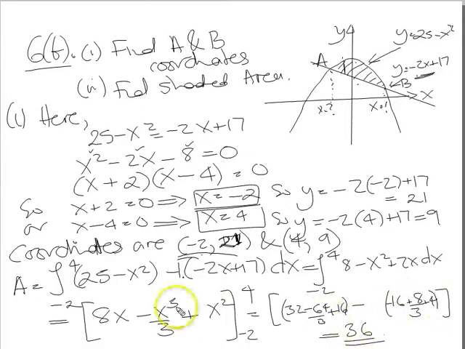Tap this in a calculator. Really easy to make a mistake here in this process here. Quite awkward. And you come out with 36, which I believe is the correct answer. So that's good. So that's 6b done then. Good. So let's go on to the next bit now. Great.